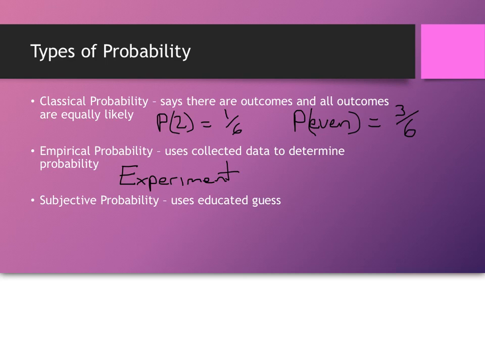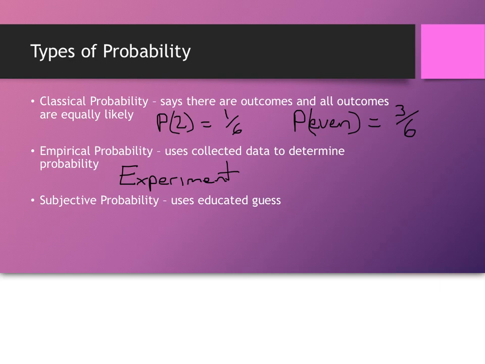Now, obviously, there are certain outcomes where you have to use empirical probability, like the medication example. All right, you can't say everybody's equally likely to have a reaction. You have to use collected data.